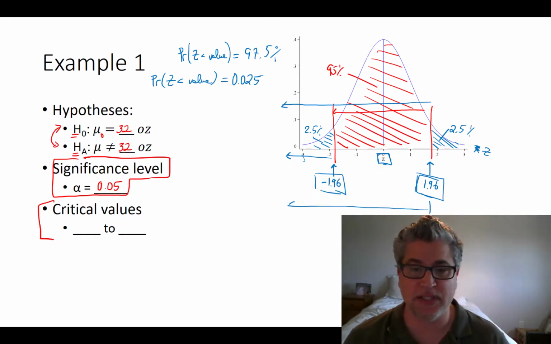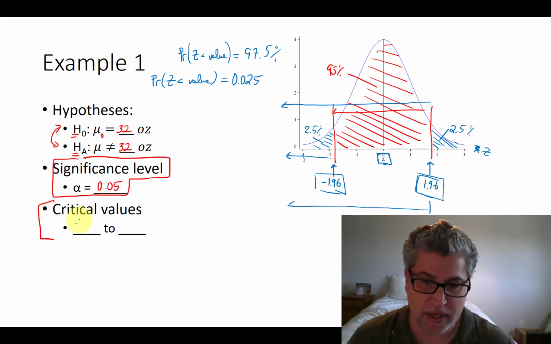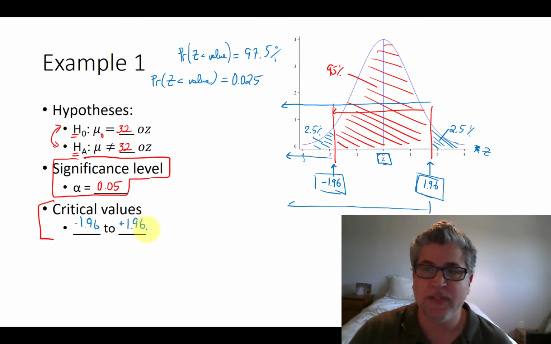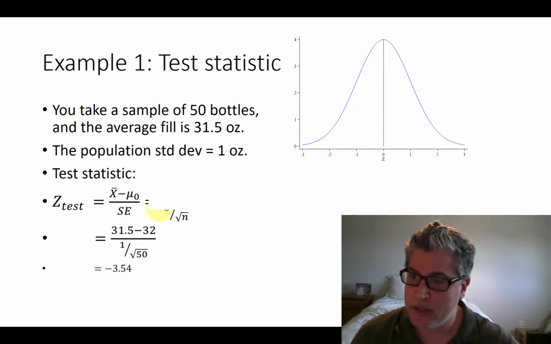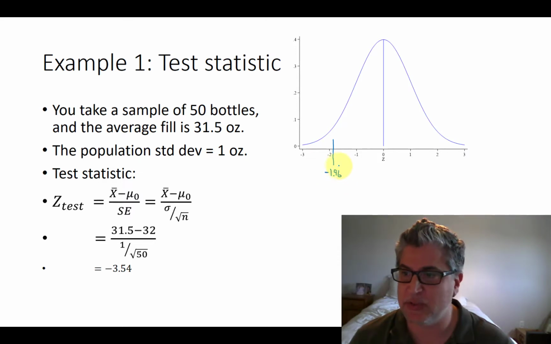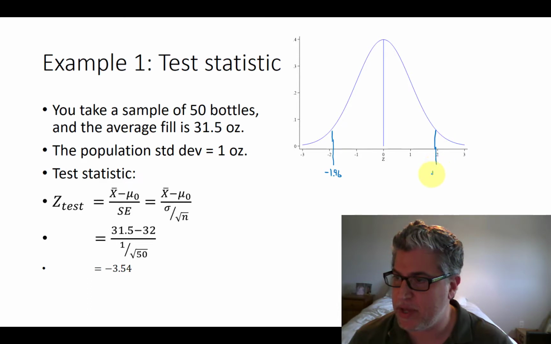We're going to do everything on the z-scale. Well, let's write these down. Negative 1.96 and positive 1.96. All of this has been done without collecting any sample evidence. But now it's time to actually do that and run the test. So we've just established our critical values. They're just a shade less than negative 2 and positive 2. So negative 1.96 is one critical value. And the other critical value is right here at positive 1.96.